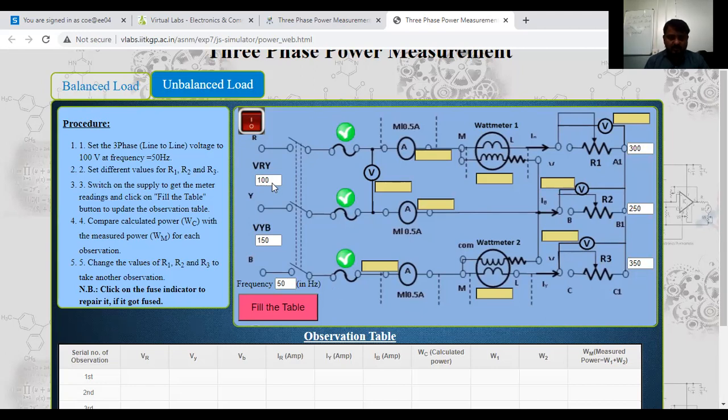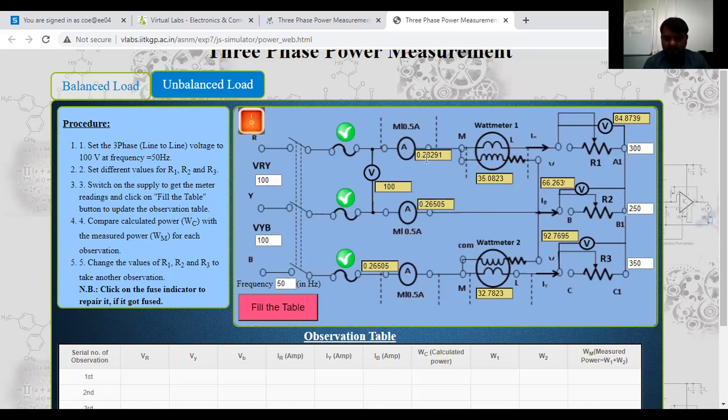100 volt we have set for the RY, and the VYB line voltage also they have changed here. VYB instead of this one I will set the line voltage same, 100 and 100 here. Okay, and 50 hertz here. I will switch on the supply.